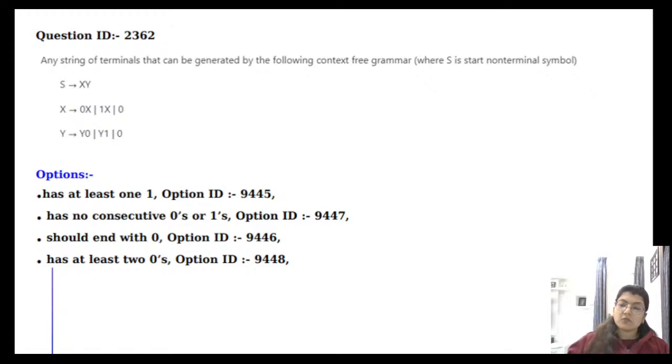Okay. So what we have to do is start with the smallest string that can be formed from this. We have S derives XY, and X, if I'm taking the smallest string, is 0, and Y also gives 0. So the smallest string that forms from this given grammar is 00.